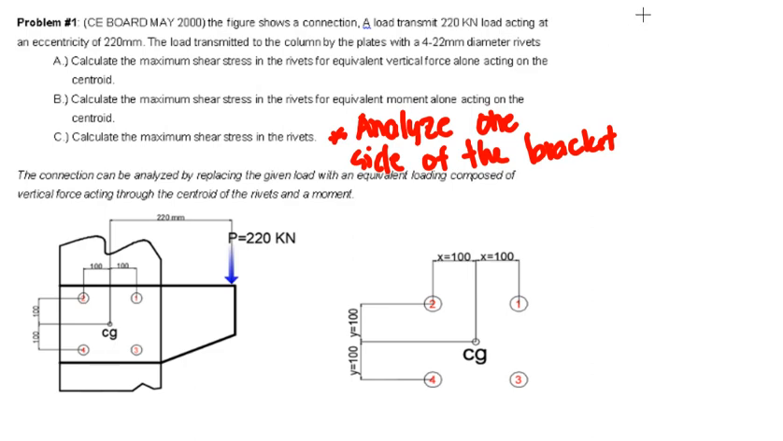So, this is our column, so this will be our connection. And then here are our rivets or bolts, and this is our column. So, this 220 is for both sides of our bracket. So, when we analyze this problem, we will consider only one side of the bracket. So, it has 4 bolts on this side. It also has 4 bolts on this side. So, we need to analyze only one side of the bracket.